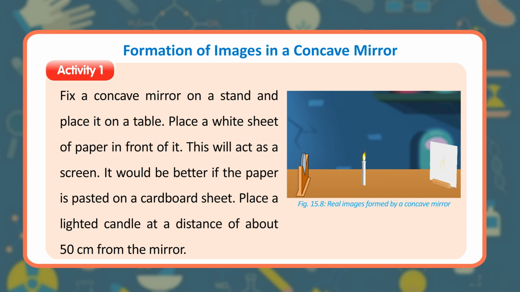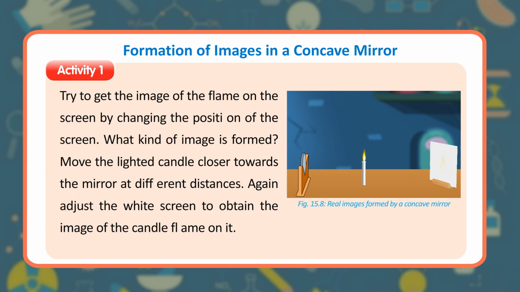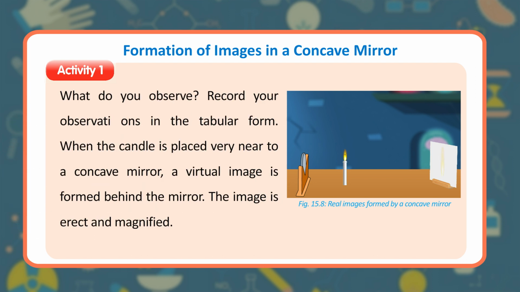Place a lighted candle at a distance of about 50 centimeters from the mirror. Try to get the image of the flame on the screen by changing the position of the screen. What kind of image is formed? Move the lighted candle closer towards the mirror at different distances. Again adjust the white screen to obtain the image of the candle flame on it. What do you observe? Record your observations in the tabular form.